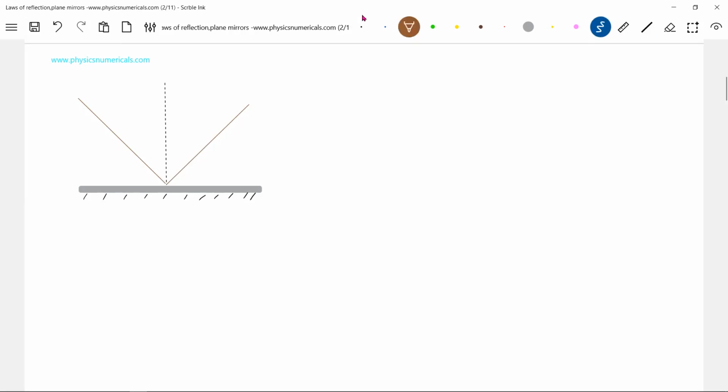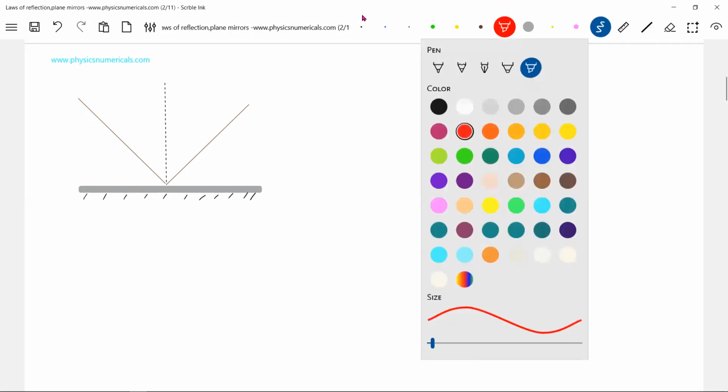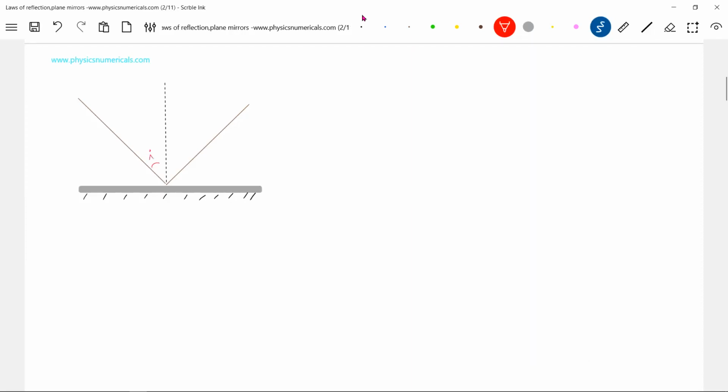Okay, now the angles. Let me adjust this one. So there's the angle of incidence i. This is the normal. This is the incident ray. This is a reflected ray, and this is the angle of reflection. I'm calling this a plane mirror. Now the question comes: how will this plane mirror be manufactured? Means how to make the plane mirror.